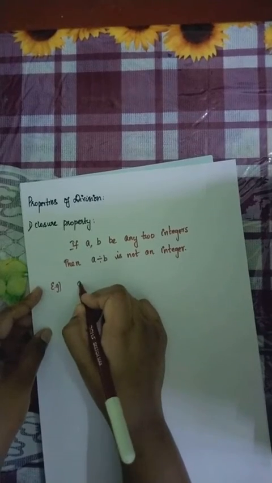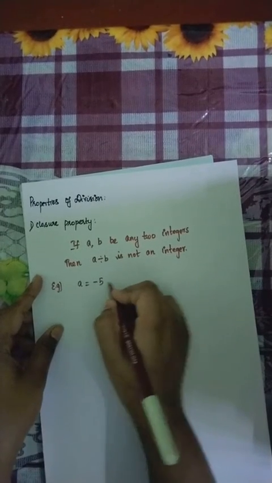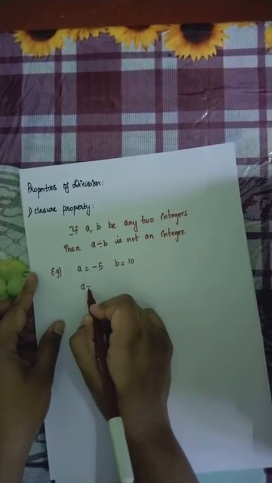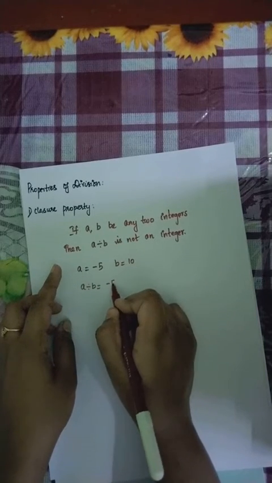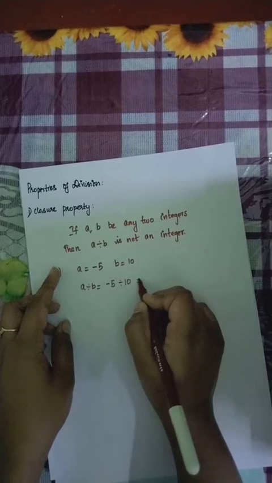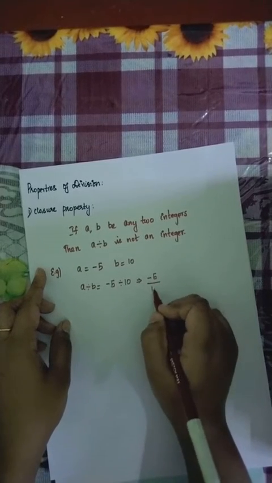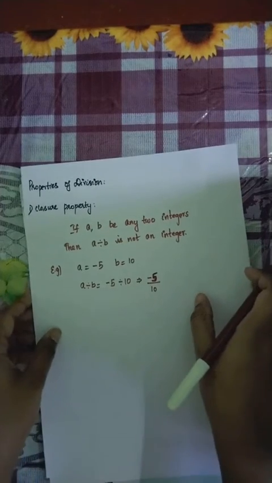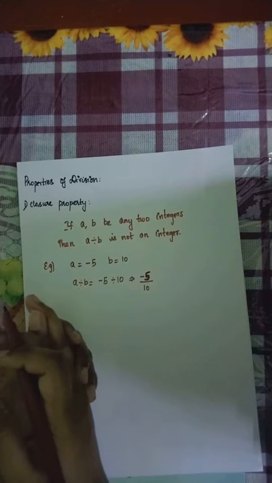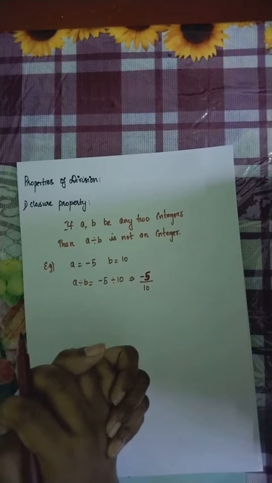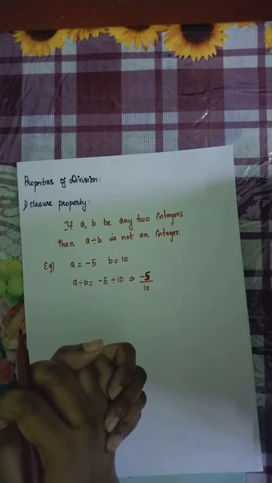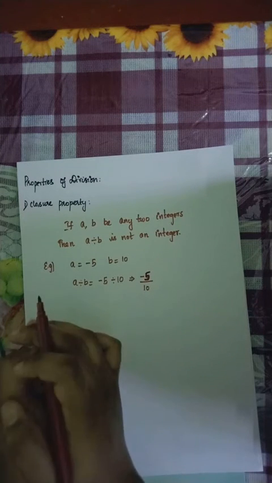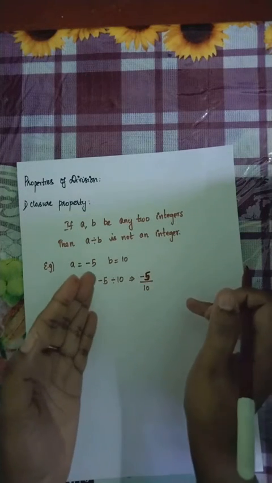Example, value for a is minus 5, value for b is 10. Substitute here, that is a divided by b. So minus 5 divided by 10. We can write it as minus 5 by 10, right? Can you divide 5 in the 10 table? No, we can't divide 5 in the 10 table. So whether it is an integer or not, it is not an integer.